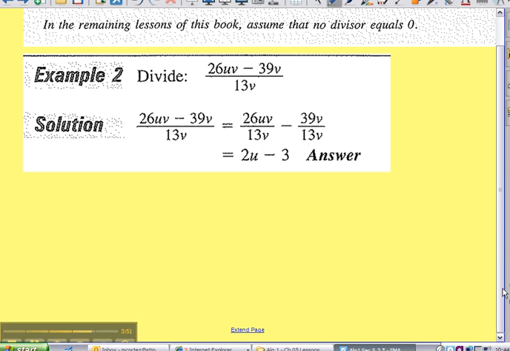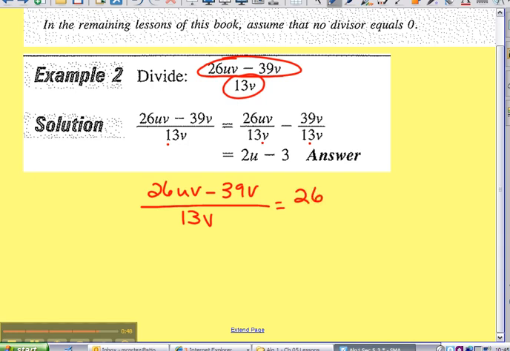It says, divide 26uv minus 39v by 13v. I'm going to take this fraction and write it as two separate fractions with the same denominator. So 26uv minus 39v divided by 13v is equal to 26uv over 13v minus 39v over 13v. They're just both over the same thing. I'm not dividing just one term. I can't just go, oh look, the 13's gone, now it's a 2. No, they're both divided by 13v, right?